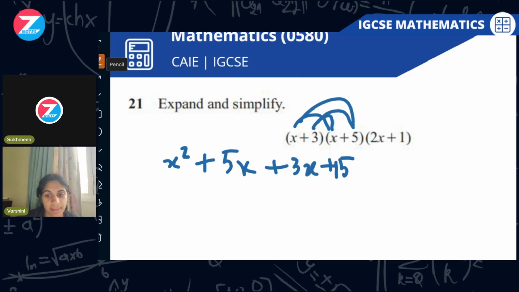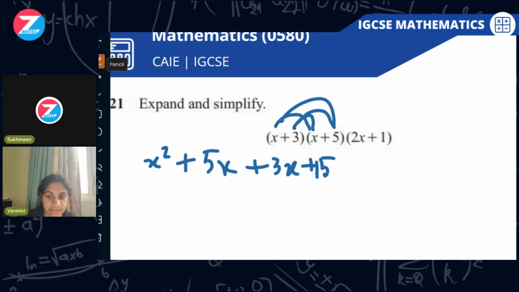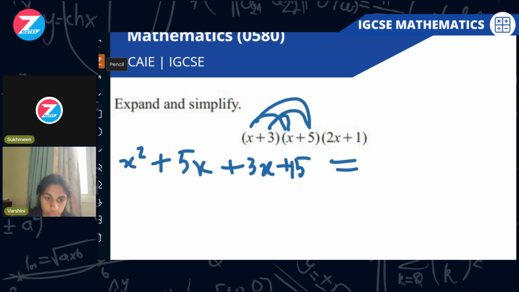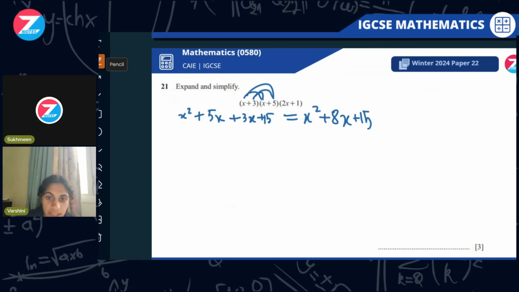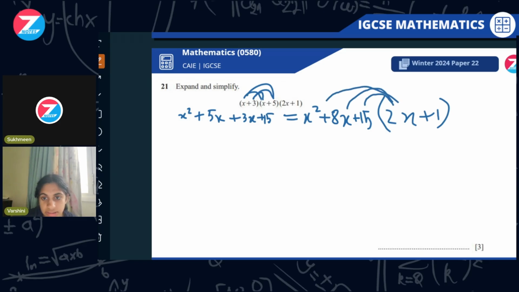So first, before we multiply this into the other term, we can simplify this, which is again x squared, and 5x plus 3x, which is 5 plus 3 is 8, so that will be plus 8x plus 15. So now, we have to multiply this into 2x plus 1. Remember, both these terms are going to go into all of these. It's going to be this into this, this into this, this into this, and this into, again, all of them.